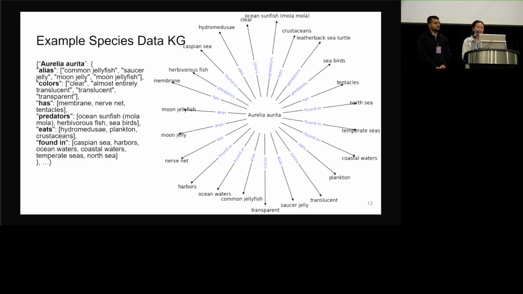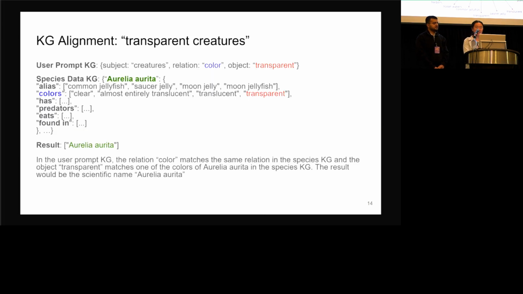So this is an example of how the knowledge graph is saved in our system for species. It's saved as a JSON, but you could visualize it as a knowledge graph like this. And this is how KG alignment would work.